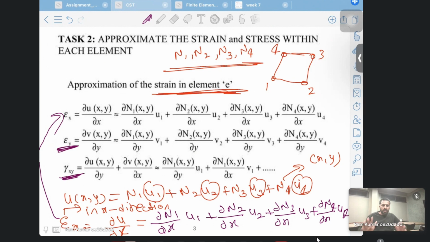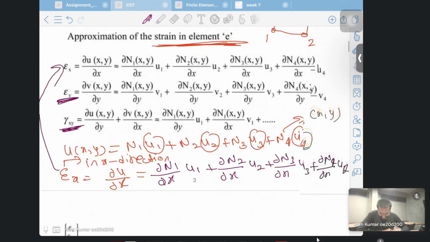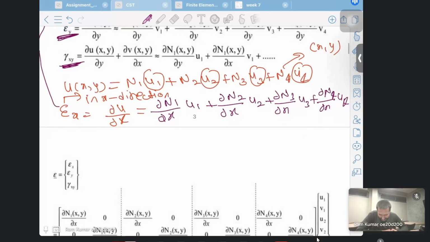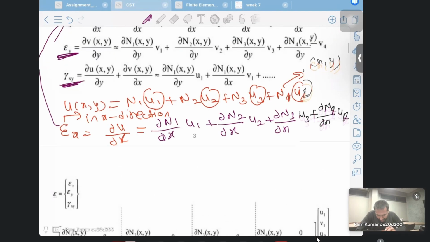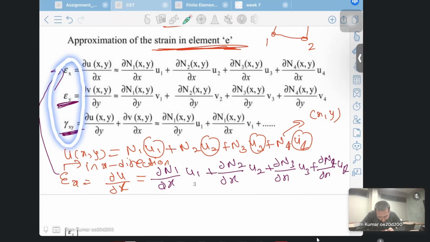I think till now, am I correct? I think this is basic only. Yes, these are basics. So I will just go a little fast. So again, these are our strain equations.